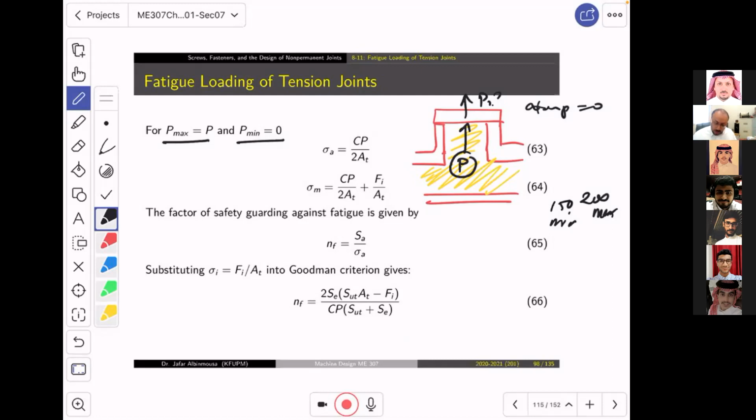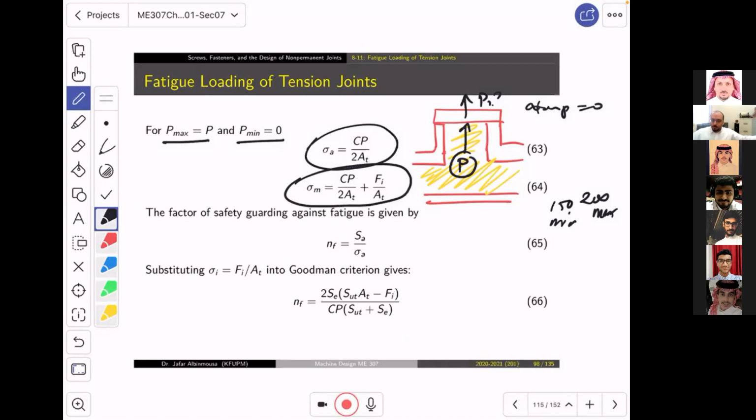So what are we going to do? If we do that, then we can go back to the amplitude equation and delete the P minimum part. So the sigma A equation will become a little tiny one, Cp over 2AT. And then you go to the mean equation and also you remove P minimum and you keep P maximum and you call it P. And you have the mean equation like that.